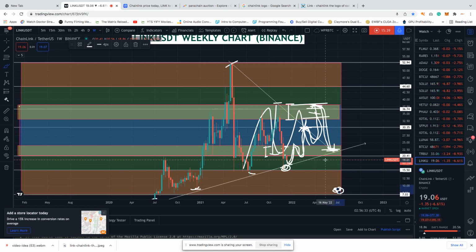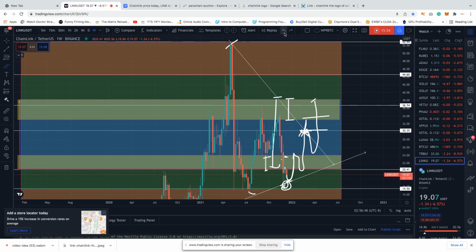That is the worst case scenario. So it's either it stops here, goes this way, and attempts this. That is the best scenario for the bulls. But what about if it doesn't? Always have this mindset that anything can happen.